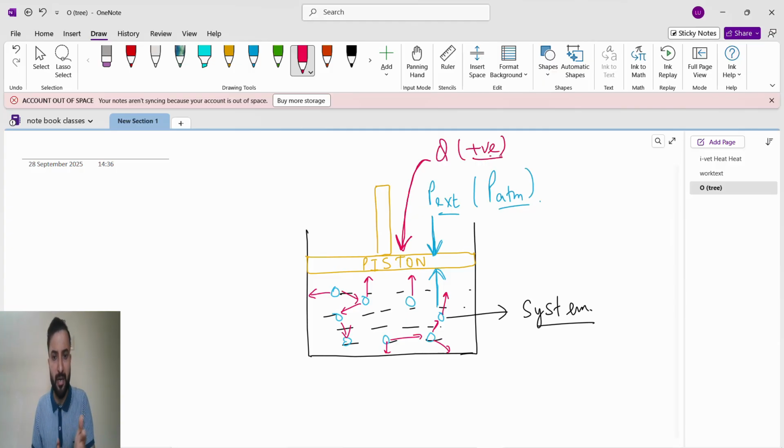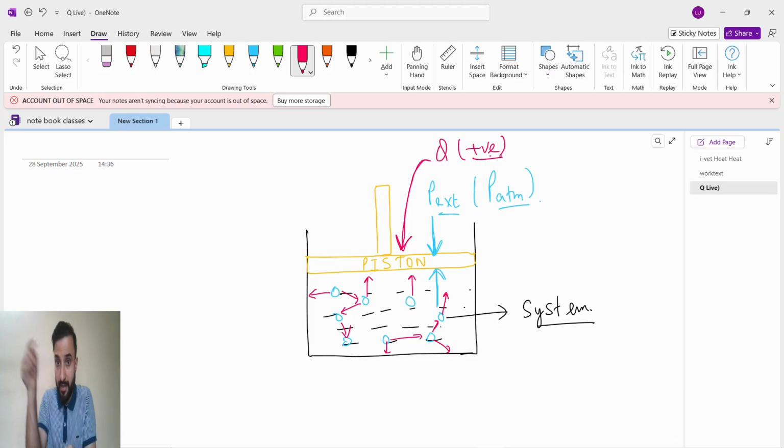Now what will happen? Very normal thing, I have explained it before also, again I am explaining. We are adding heat to the system from outside. If the system absorbs the heat, what will happen? The temperature inside the system will increase. If the temperature inside the system increases, what will happen?